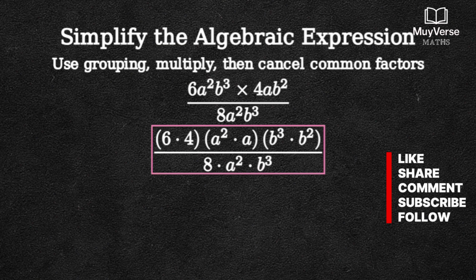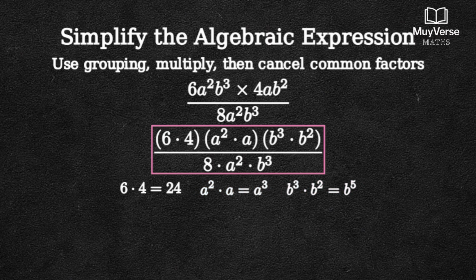Step 3. Multiply inside the numerator. 6 times 4 equals 24. A squared times a equals a cubed. B cubed times b squared equals b to the 5th. So the fraction becomes 24 a cubed b to the 5th over 8 a squared b cubed.